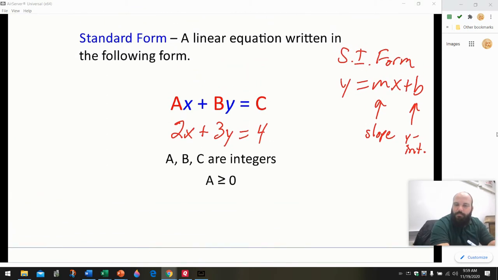A couple things to keep in mind about A, B, and C. They are integers. The lead coefficient, this first one right here, has to be greater than 0. It cannot be a negative number. A, B, and C are also not allowed to be fractions.